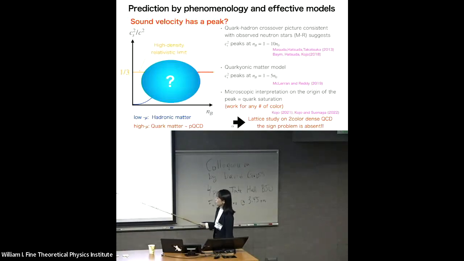And the most relevant paper for us is given by Kojo-san and Suenaga-san last year. They gave a microscopic interpretation of the origin of the peak, so-called quark saturation. But the most important point is that this mechanism works for any number of colors. In Kojo-san and Suenaga-san's paper, they investigate the effective model of two-color dense QCD, and they show that it has a peak in the middle range of density. So this is a strong motivation. We investigate the sound velocity using lattice numerical simulation.